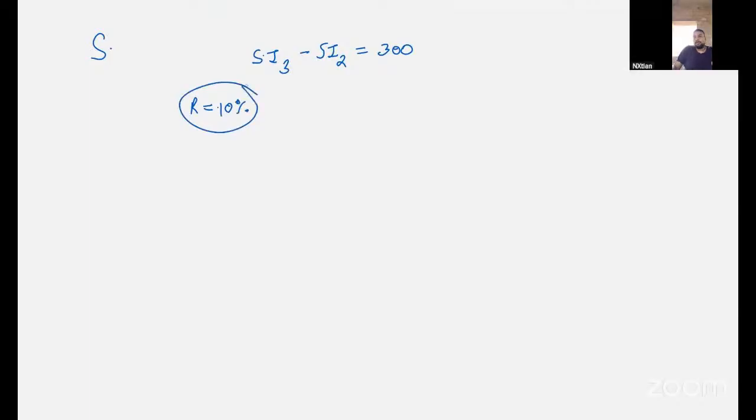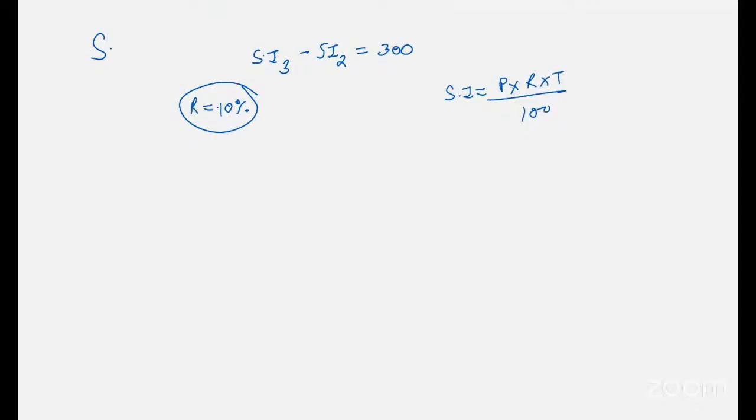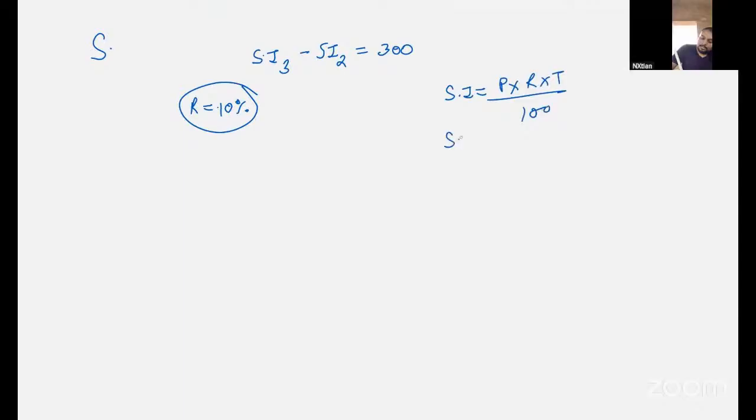Now we have to first calculate the simple interest for 3 years. Then we'll calculate the simple interest for 2 years. Then we'll subtract it. Simple as that. How? We know that the simple interest formula is P into R into T upon 100. Now, simple interest for 3 years, I'm writing SI3. So P, I don't know, R is 10, time 3 years, upon 100.